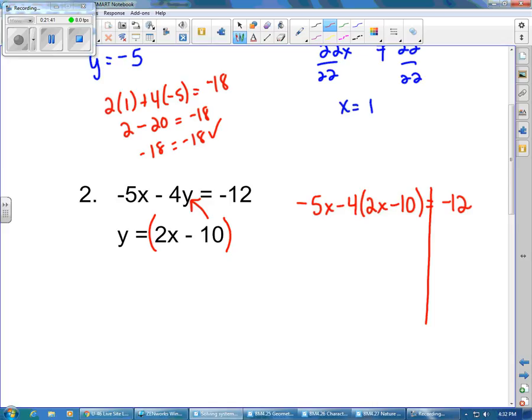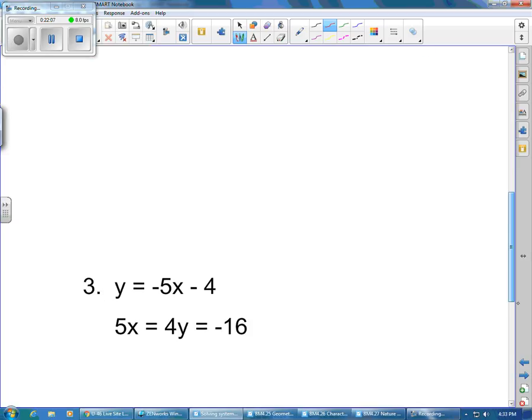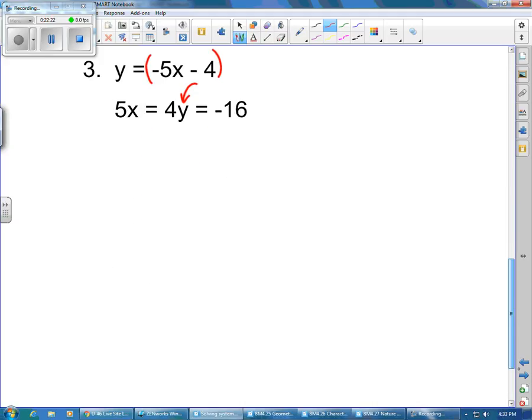Again, you're going to want to simplify the left side of the equation. Do that distribution, negative 4 times 2, negative 4 times negative 10, and solve for x, and then take whatever you have for your x, plug it into the bottom equation, solve for y, and then check your work. We're not going to walk through all of the steps. We'll go over the answers tomorrow in class. Number 3 is pretty much the same as those last two, as is number 4. So for 3 and 4, you have an isolated variable, so you're going to substitute it in for the y there. Go ahead and do that.